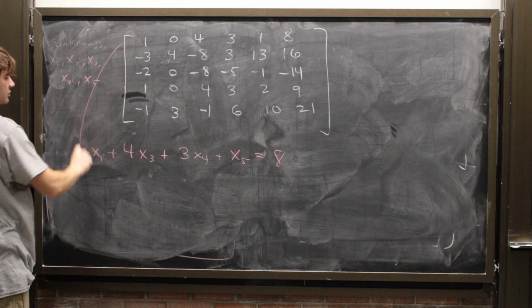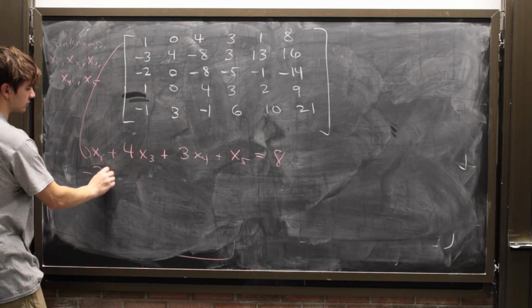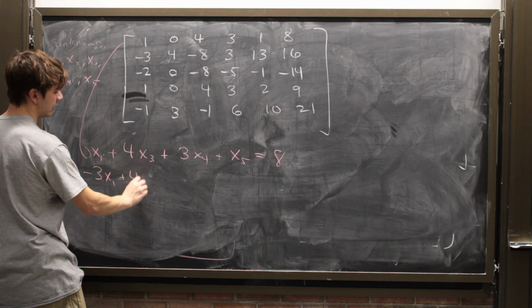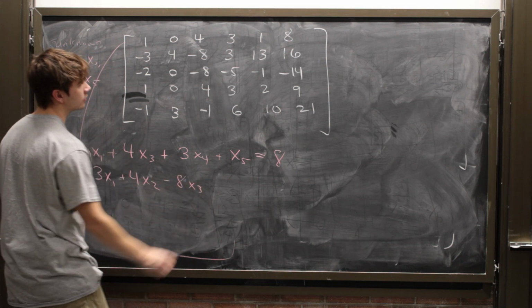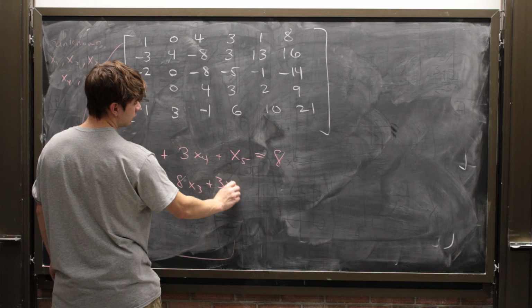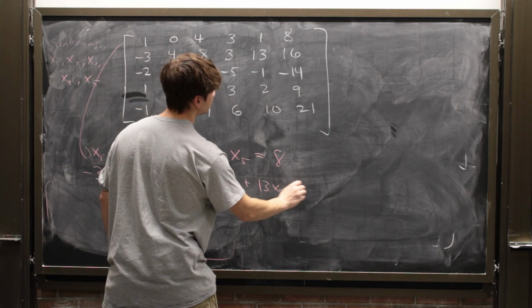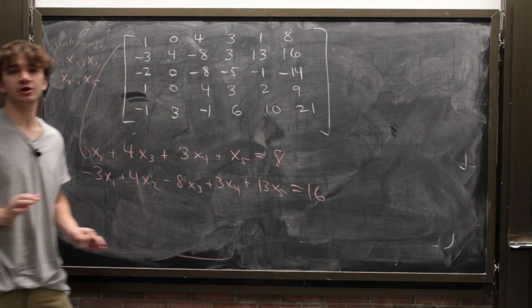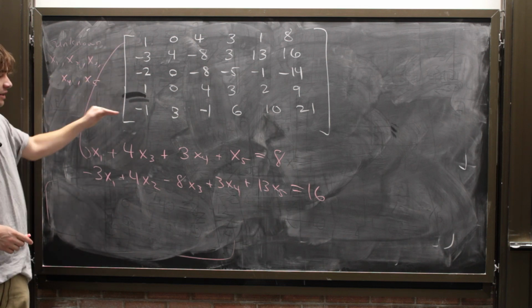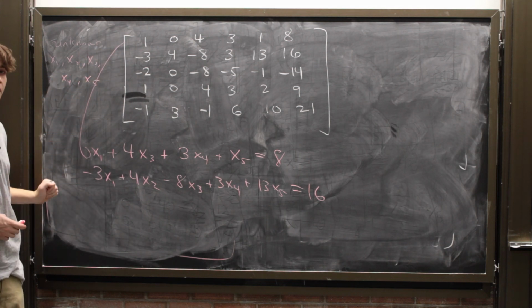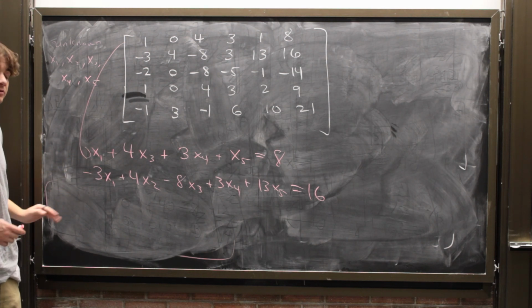That is this first equation here. The second equation, okay, negative 3x1 plus 4x2 minus 8x3 plus 3x4 plus 13x5 is equal to 16, and so forth. I'm not going to do the other rows, but this is how you would translate this matrix into a system of equations with 5 unknowns, namely x1, x2, x3, x4, and x5.